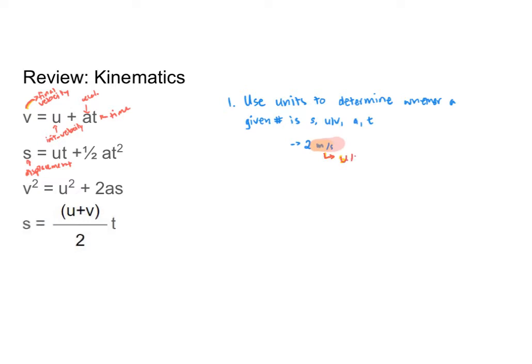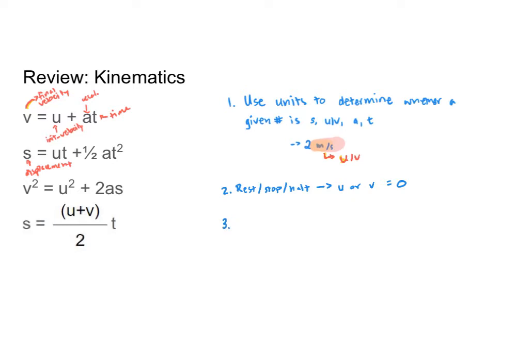The second thing I want to remind you of is some helpful words that might be clues about values for some of your variables. For example, if you see the words rest, stop, or halt, that means that either u or v, whichever variable that term goes with, whether it's our initial or our final, the beginning of our story or the end of our story, will be equal to 0. So if something starts from rest, our initial velocity is 0. If it comes to a halt, our final velocity is 0, and so on.